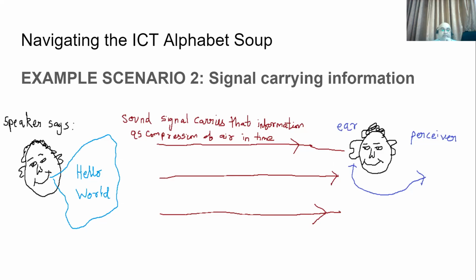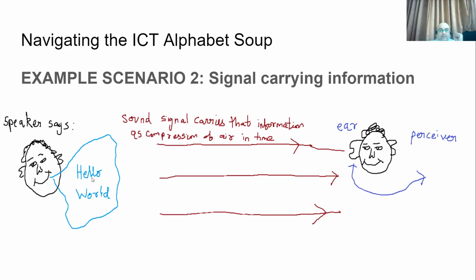So let's take another example. This is also an example of a signal that is carrying information. Let's say there's some guy who says, hello world. And let's say there's some other guy, within the earshot of this guy A, and let's say this is B. And this guy B, he just hears it, he perceives it, right? So what's happening? Let's explore.